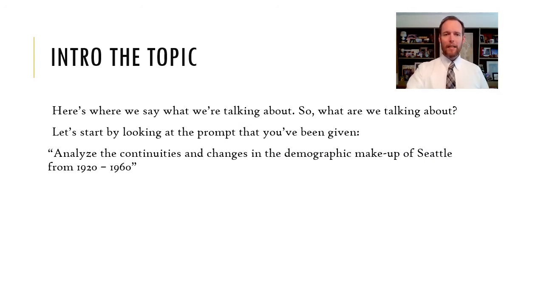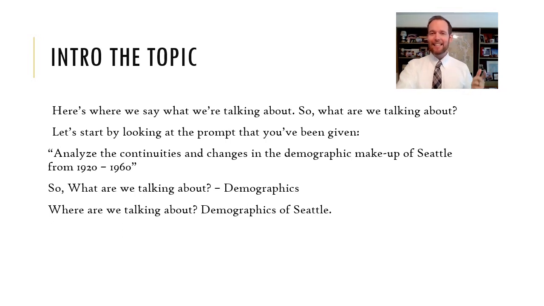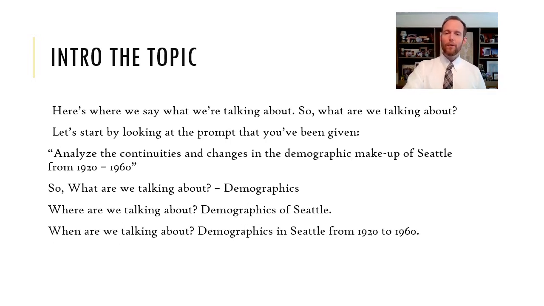All right, so this is kind of a text heavy slide, but just stay with me for a second. So when we're introducing the topic, here is where we say what it is that we're going to be talking about. Well, let's look at the prompt to understand how we should introduce the topic. And the prompt says, analyze the continuities and changes in the demographic makeup of Seattle from 1920 to 1960. So what are we talking about here? We're talking about demographics. But where are we talking about? We're talking about the demographics in Seattle. And then the other question is, well, when are we talking about it? We're talking about demographics in Seattle from 1920 to 1960.